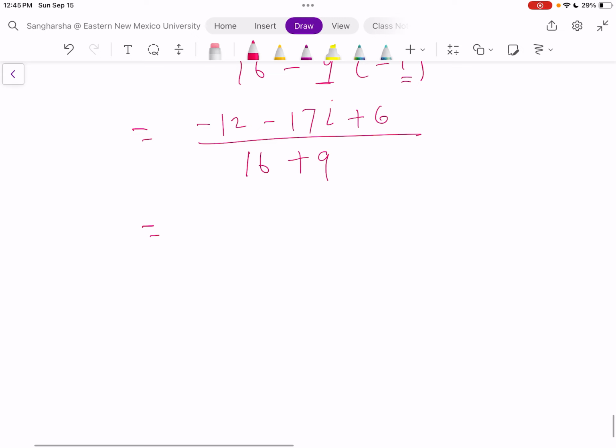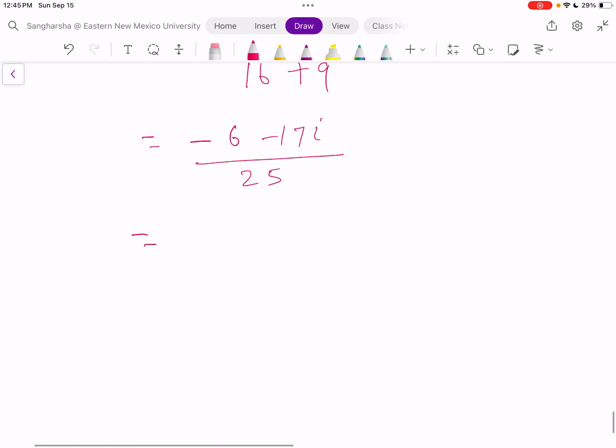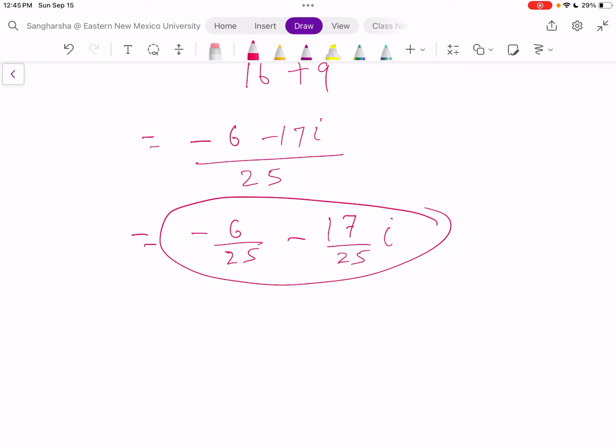So this is negative 12 and positive 6. These are the like terms. So this is negative 6, negative 17i, divided by 16 plus 9, 25. Now you can just break it into two parts, negative 6 divided by 25 and negative 17 over 25 i, and this is the final answer, and this is how you divide a complex number.